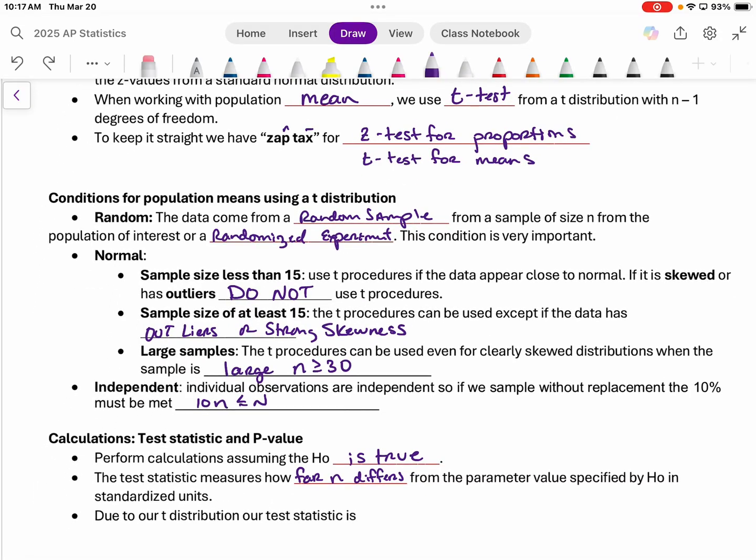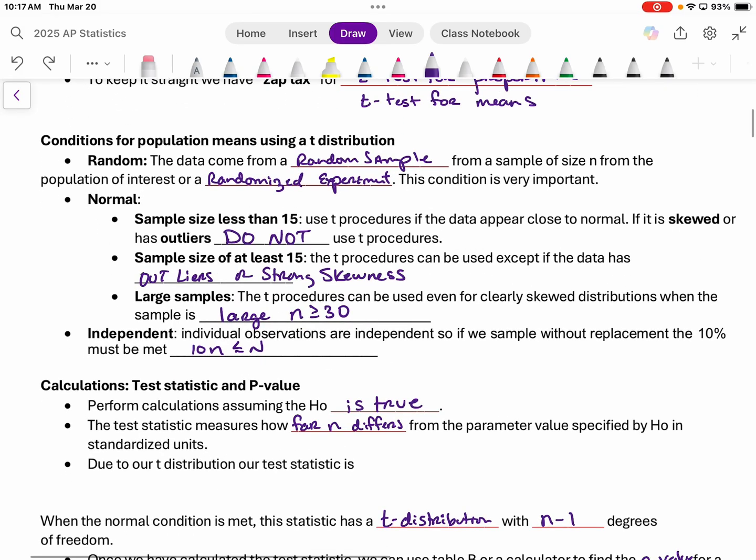Conditions for population means using a t distribution. One, again, we have to have a random sample or a randomized experiment. Now, here's where our normal condition is a little bit different. We have some options when we are less than 30. If your sample size is less than 15, we can use a t procedure if the data appears close to normal. When I do that normal probability plot, if it is skewed or has outliers, we don't use the t procedures. That means we stop.